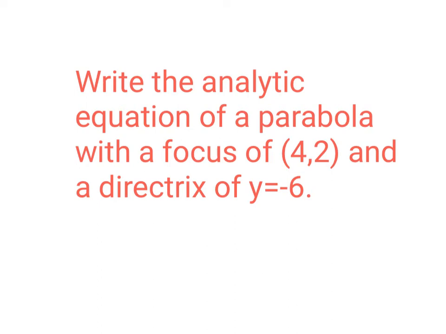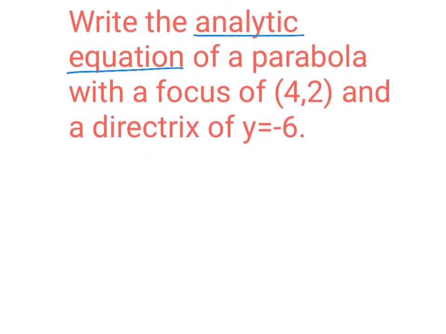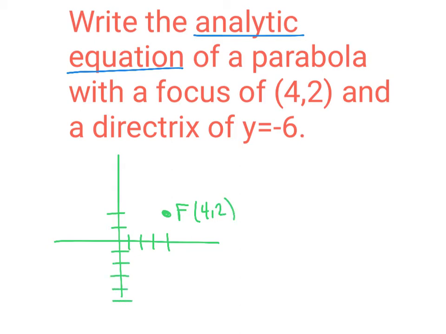Okay, now they start to get a little tougher. Write the analytic equation, so that's just an equation, analytically means by hand, of a parabola with a focus of 4, 2 and a directrix of y equals -6. So again, I do need to sketch this out. My focus is 4, 2, and again we're going to put an F there for focus. Directrix is -6, and y equals -6.